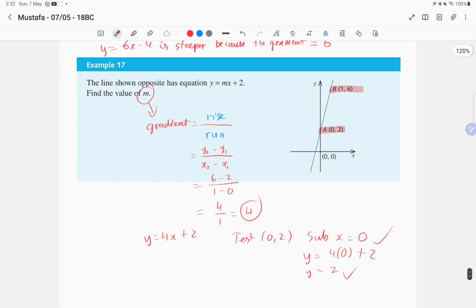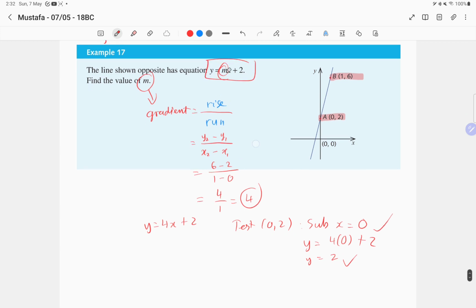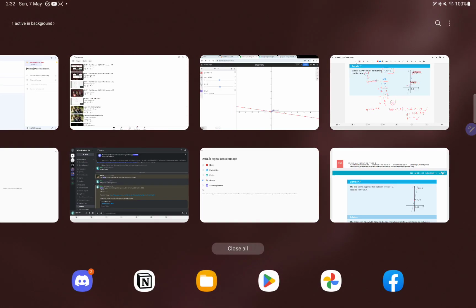So you see, this is another way of finding the gradient, right? Gradient has many ways of finding it. If you can see the equation, you can read off the gradient as the m value. But if you don't have the equation, you need to work it out using rise over run, which is by getting the values from the 2 points. Okay?